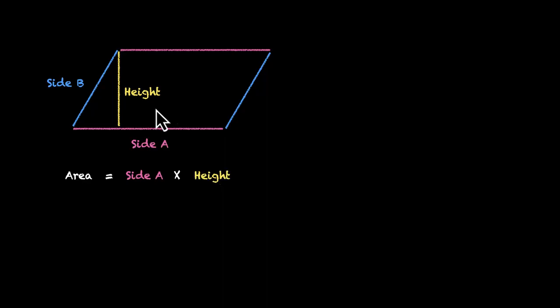Now, if you don't know the height, but you know the angle, can you still find the area? Yes, you can do that, because in this triangle, side B, height, and this theta are related. Height divided by side B is equal to sine of theta. So if you know side B and theta, you can figure out the height. And once you know the height, you can figure out the area. So let's replace height with theta and side B. This is what we get.